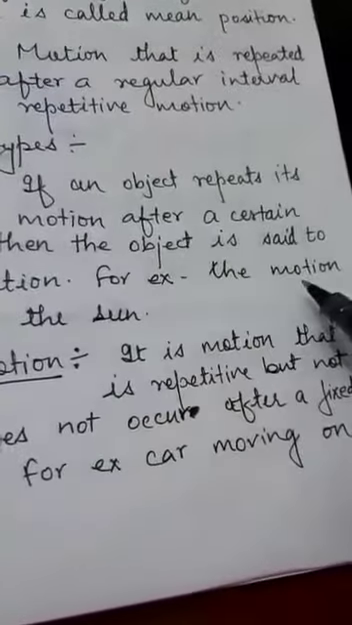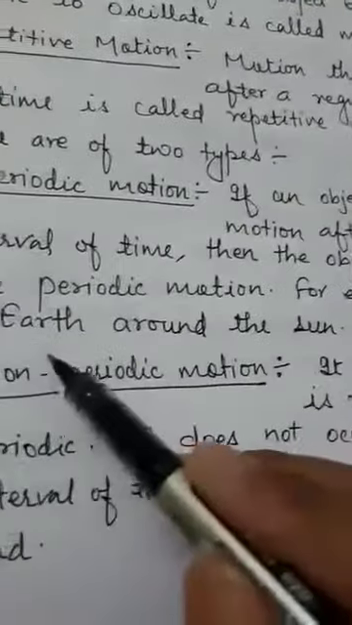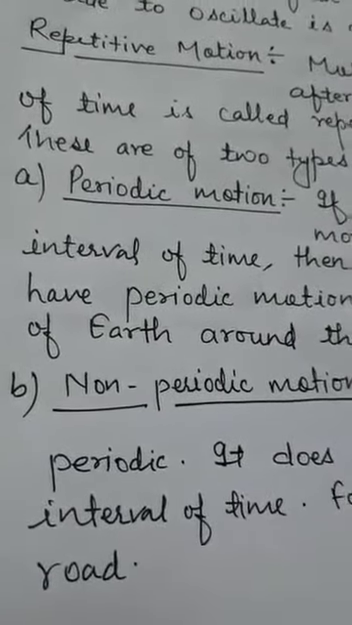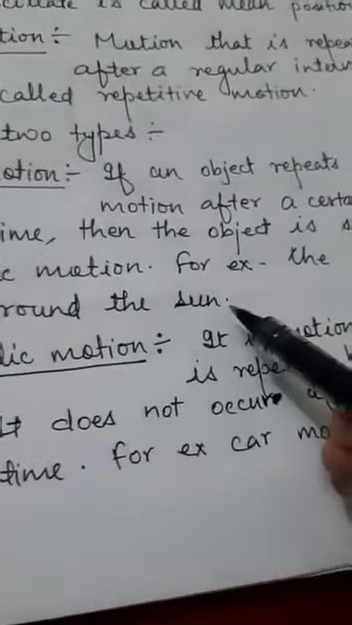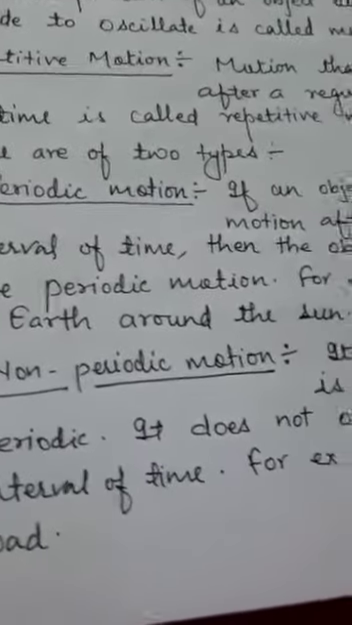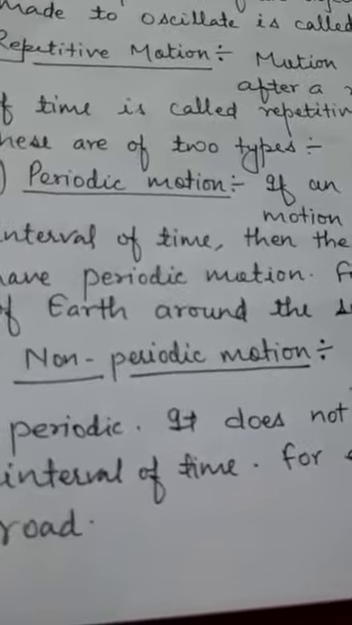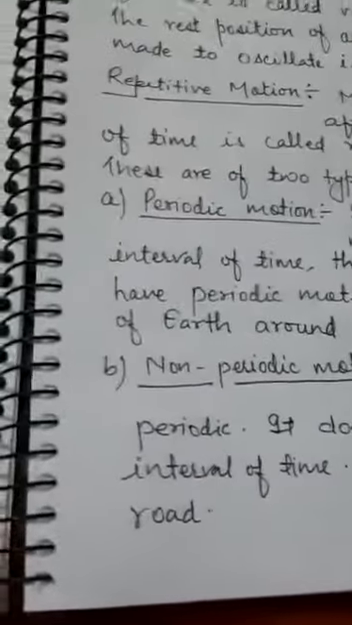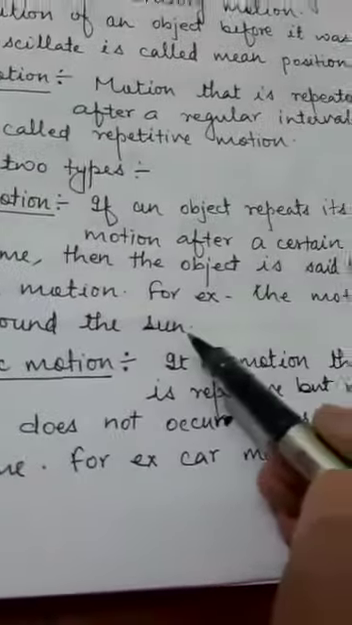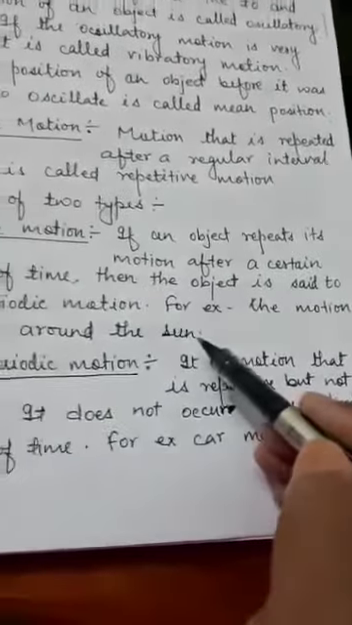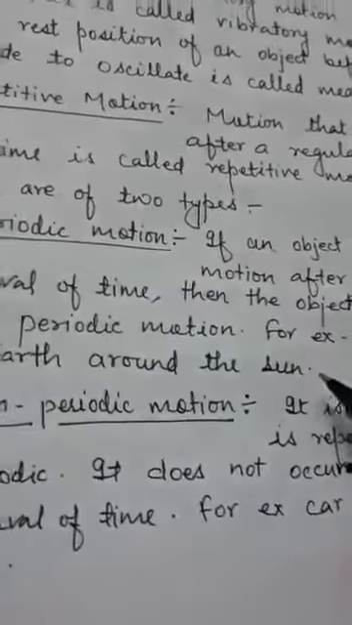For example, the motion of earth around the sun. It is repeating after 365 days. The earth is revolving around the sun, and every 365 days it is repeating its motion.